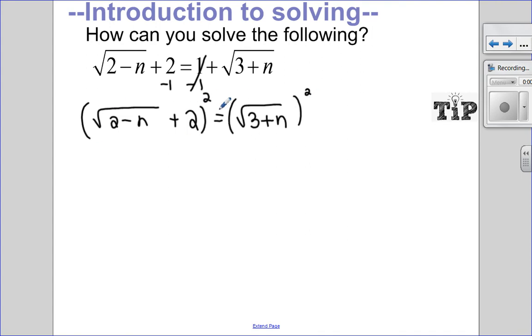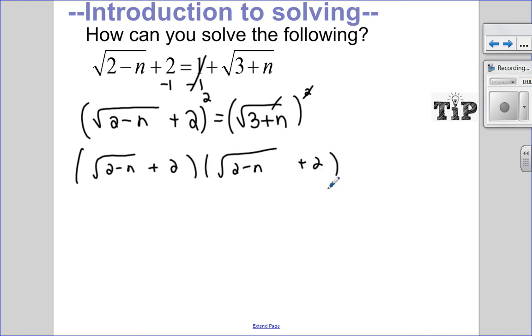If I do that, I get rid of the root on this side, but I don't get rid of the root on that side, because squaring a binomial means multiplying it by itself. And when I apply the distributive property, I get rid of that root, but I introduce a new one, because root 2 minus n times 2 is 2 root 2 minus n. So I'm going to introduce another one. So that process doesn't look like it works.